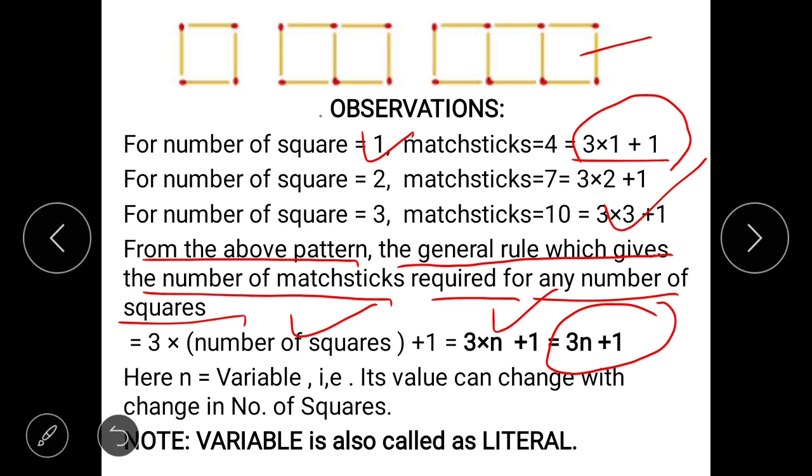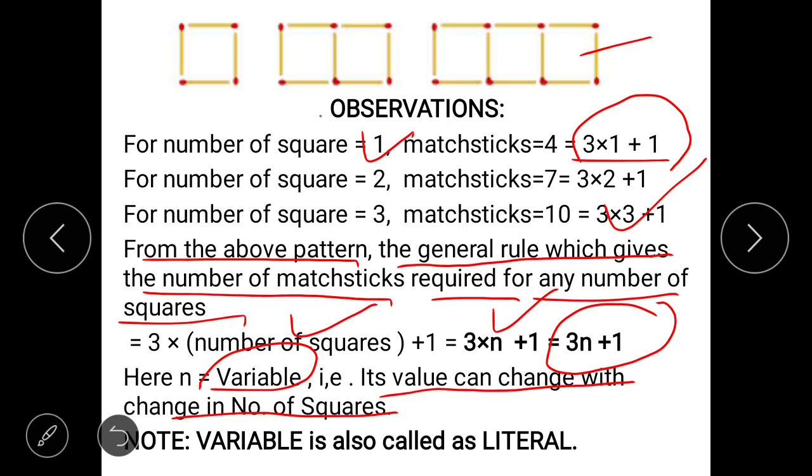You can put any natural number for n here, and you will get the number of mastics required in a given pattern. n is a variable, that is, its value can vary because we can put n as 1, 2, 3, 4 and so on up to infinity. Its value can change, that's why it is called a variable. Its value changes with the number of squares.